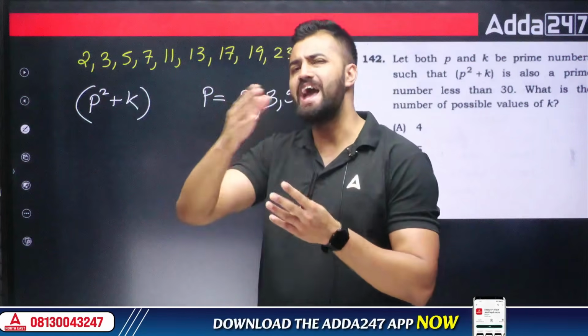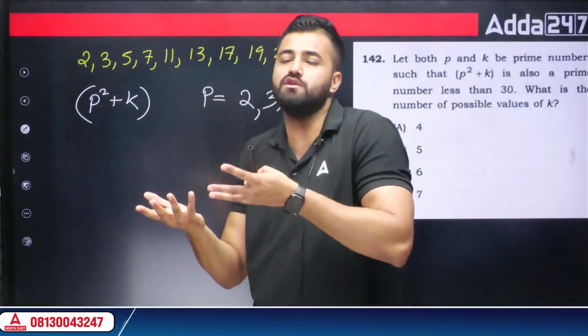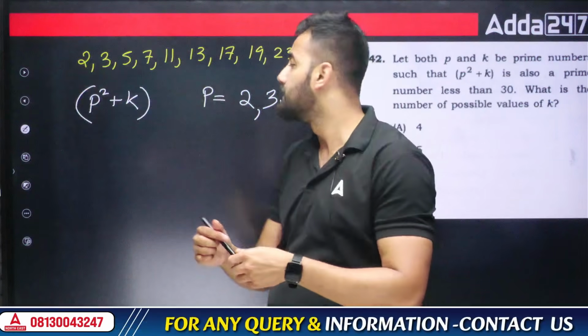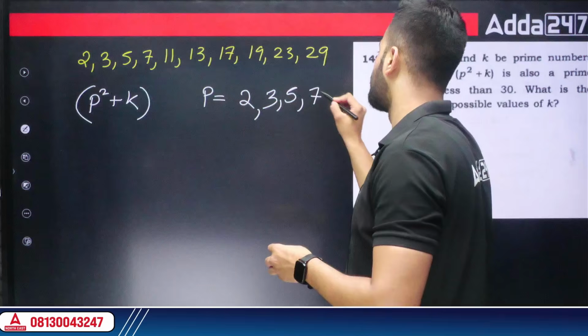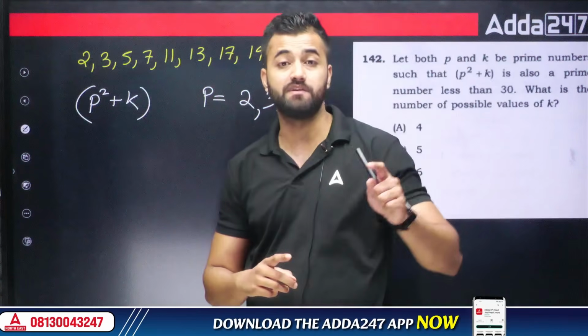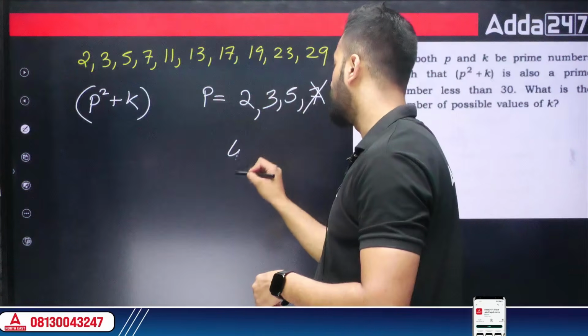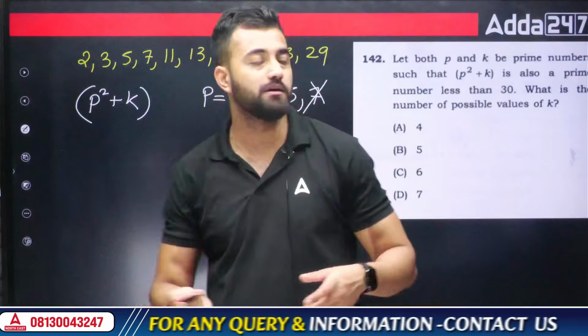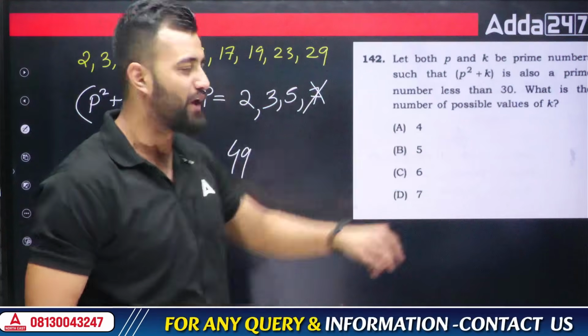And 25, if I add some number, that might also give me numbers less than 30. But can I put 7? You would say no. Why? Because 7 square becomes 49, which is already bigger than the range that they have given. So I cannot take 7 out here.